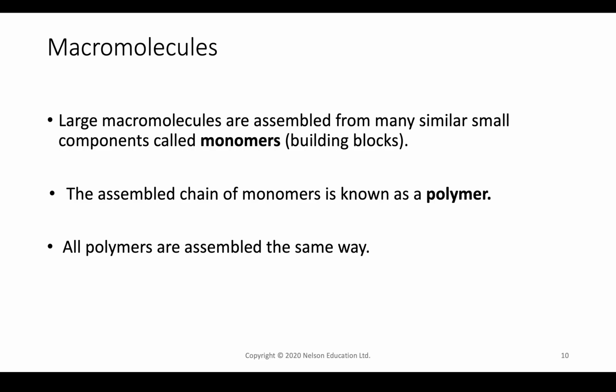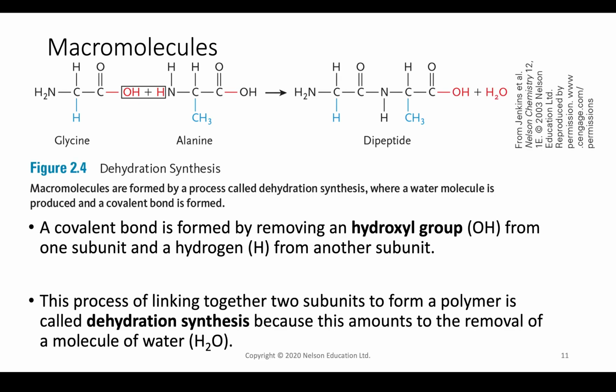Basically, you're going to start with 2 or more monomers, and they're going to be linked together in a chain using something that's called dehydration synthesis. All right, so here we have 2 amino acids. This is the amino acid glycine and the amino acid alanine. Now, these are 2 separate amino acids at this point, but we're about to link them together, and the first thing that we have to do is remove a water molecule.